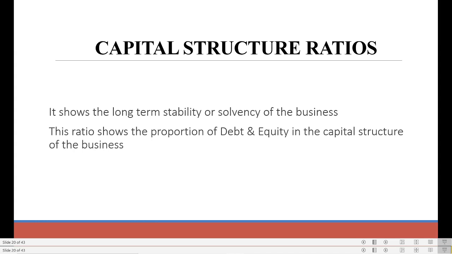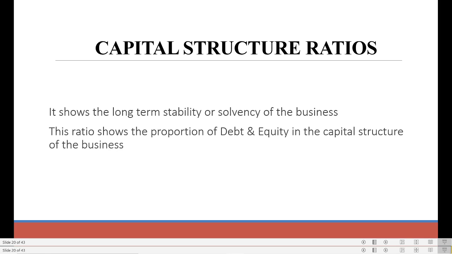Before that, let us understand what is capital structure. For any company, there are various sources of finance which are available. Like they have bank loan, they have debentures, they have shares. But these sources are broadly classified into two categories. First is owner fund and second is borrowed fund. So, in this category of ratios, we will see the proportion of debt and equity. That is the proportion of borrowed fund and owner fund. Debt meaning borrowed fund and equity meaning sources of owners fund.